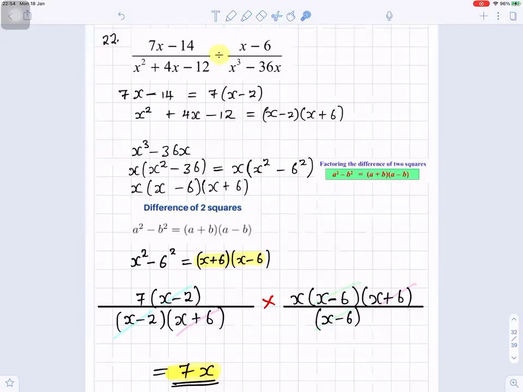Now we look at the numerator and the denominator and cross out what is the same. There's x minus 2 at the top and x minus 2 at the bottom, so we cross them out. There's x plus 6 at the top, x plus 6 at the bottom, so we cross it out. There's x minus 6 at the top and x minus 6 at the bottom, we cross them out. So we are left with 7 and x, which is 7x, and that's your answer.